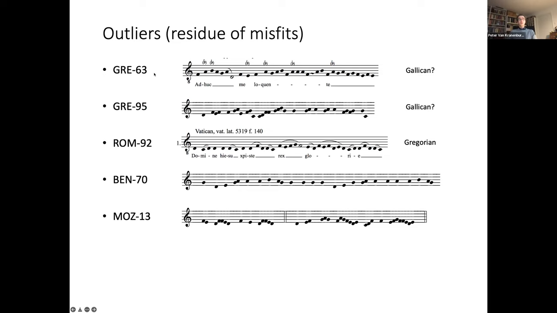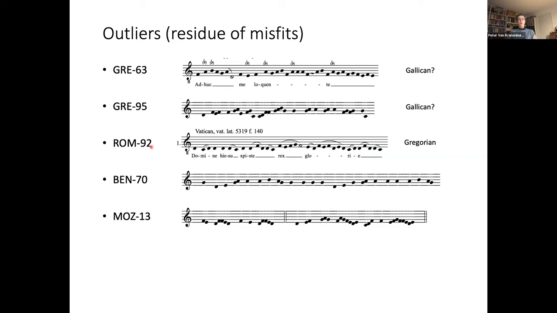So here are some examples of these misfits. In the Gregorian corpus, our chant 63 does not fit really well. And in musicological literature, we find discussions that state that this chant might have a Gallican origin. The same applies to chant 95 in our corpus, which also does not fit very well in the Gregorian corpus, although it is nowadays in the Gregorian repertoire. But also for this chant, the Gallican origin is suggested.